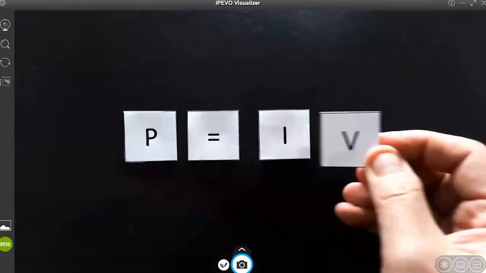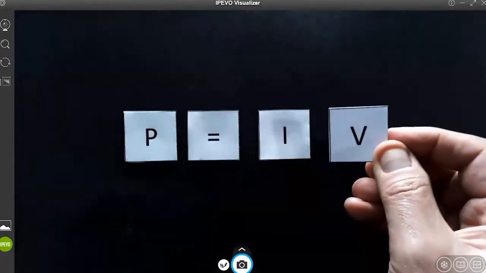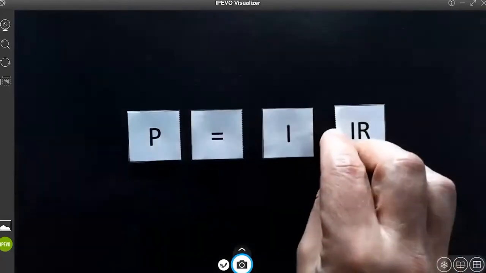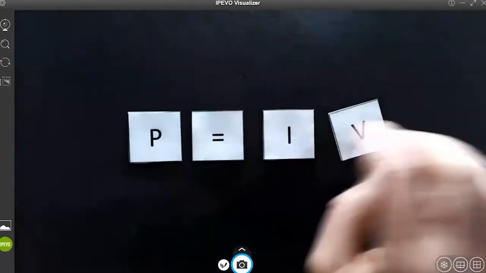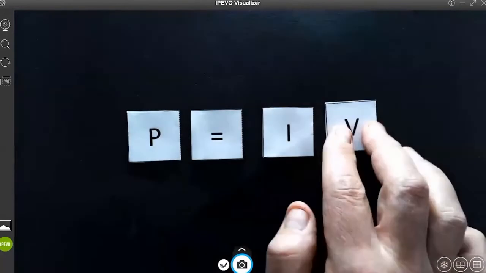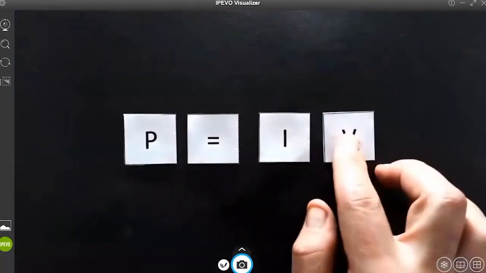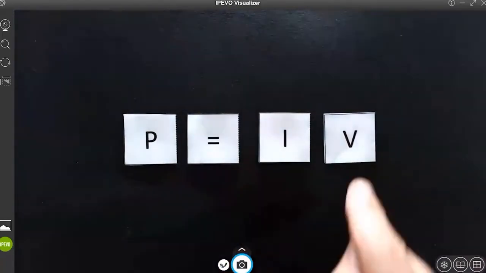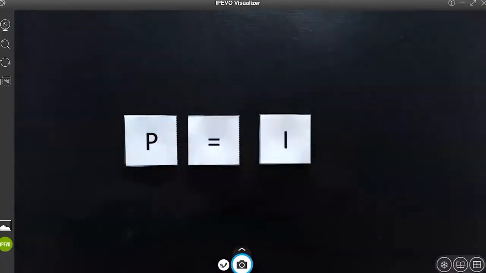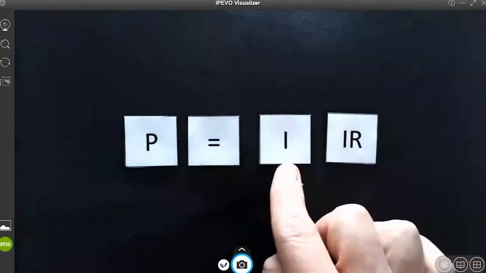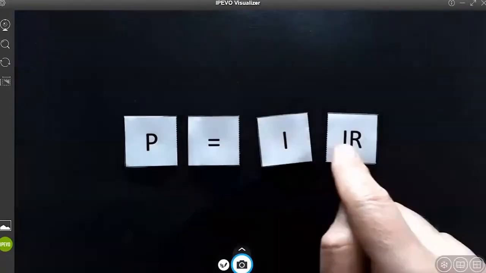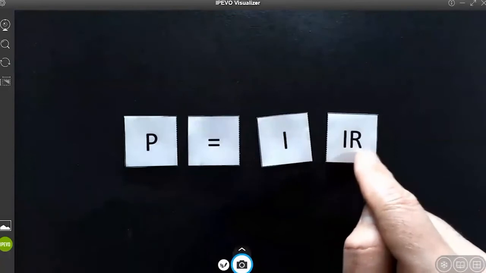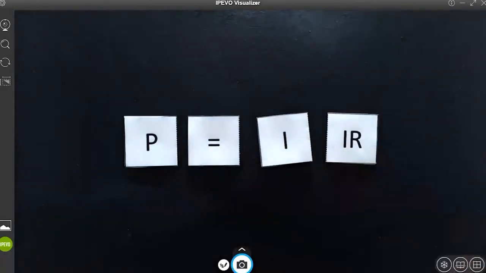Similarly, here we've got V. Now we know that V equals IR. So there is our equation. So we're going to do some physical substitution. P equals IV, but V equals, and I turn it over, IR, which is I times I, which is I squared R. And that's a quick and simple way to show students how to do a substitution.